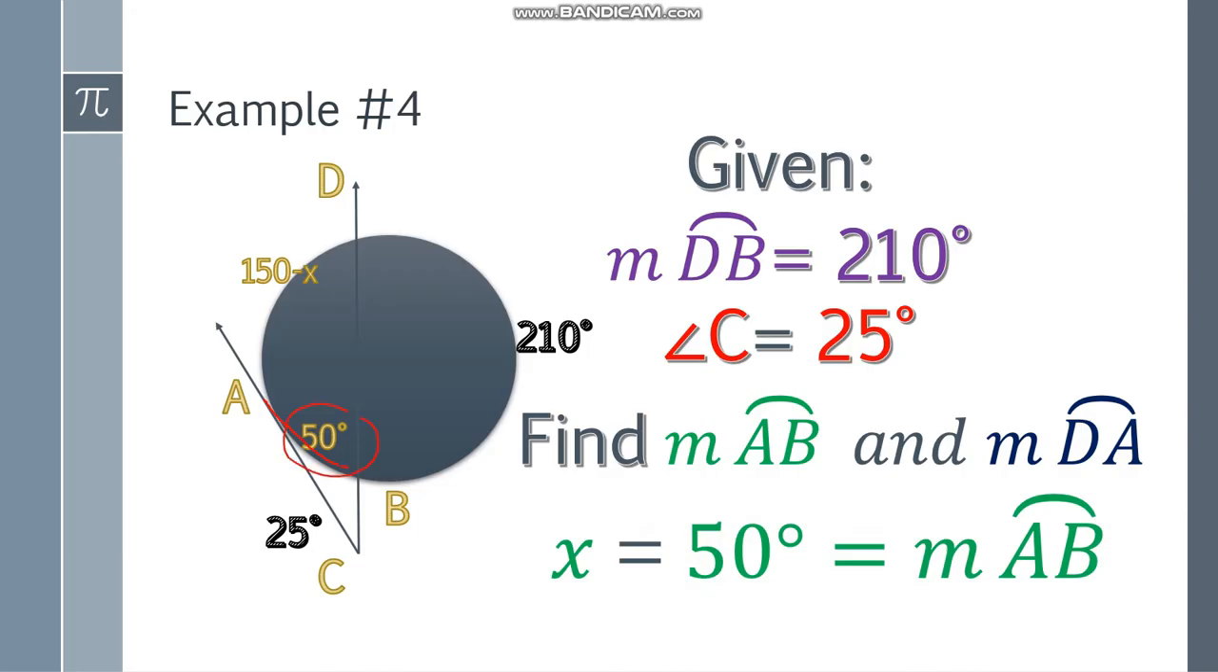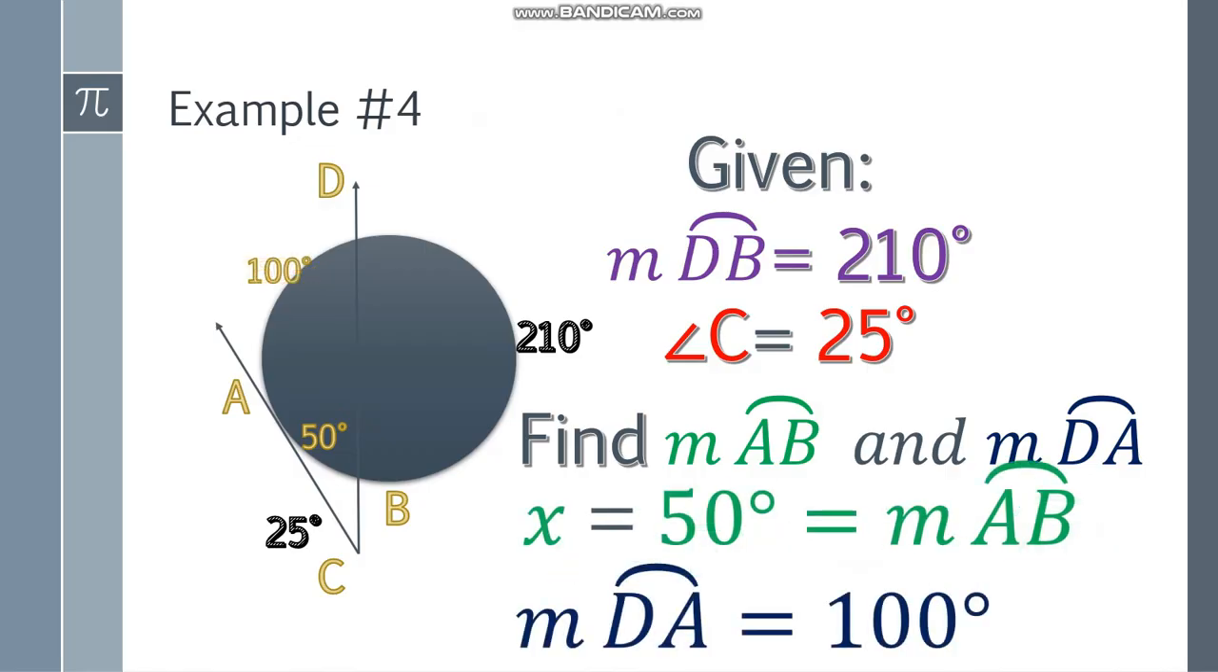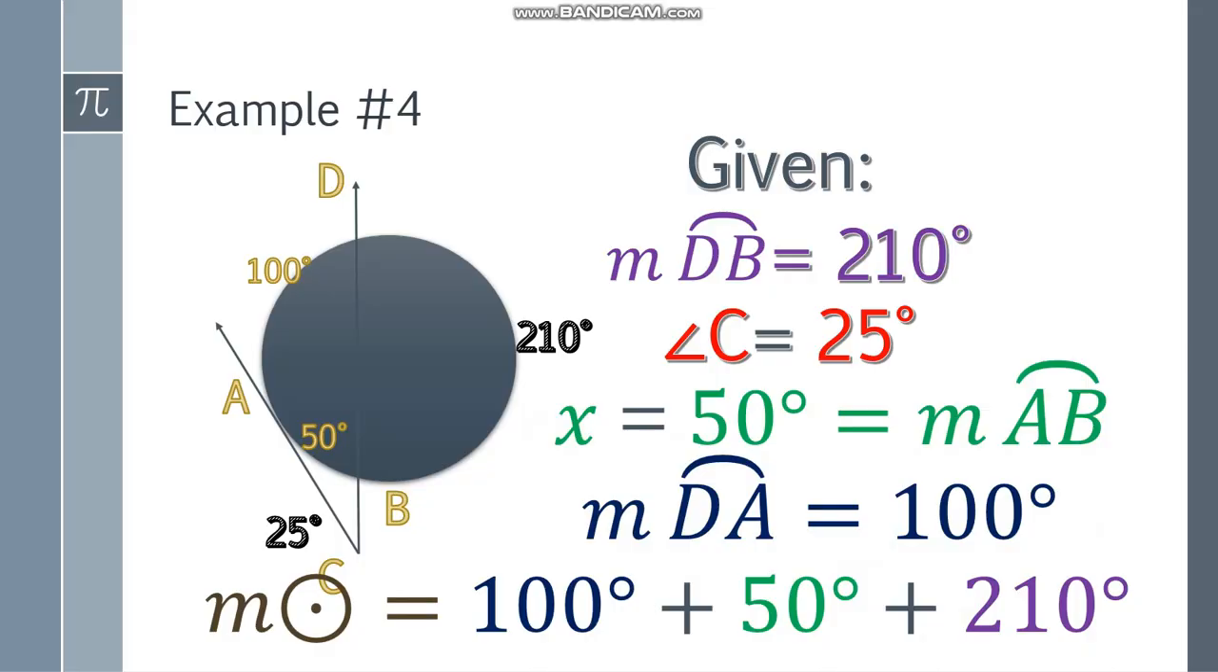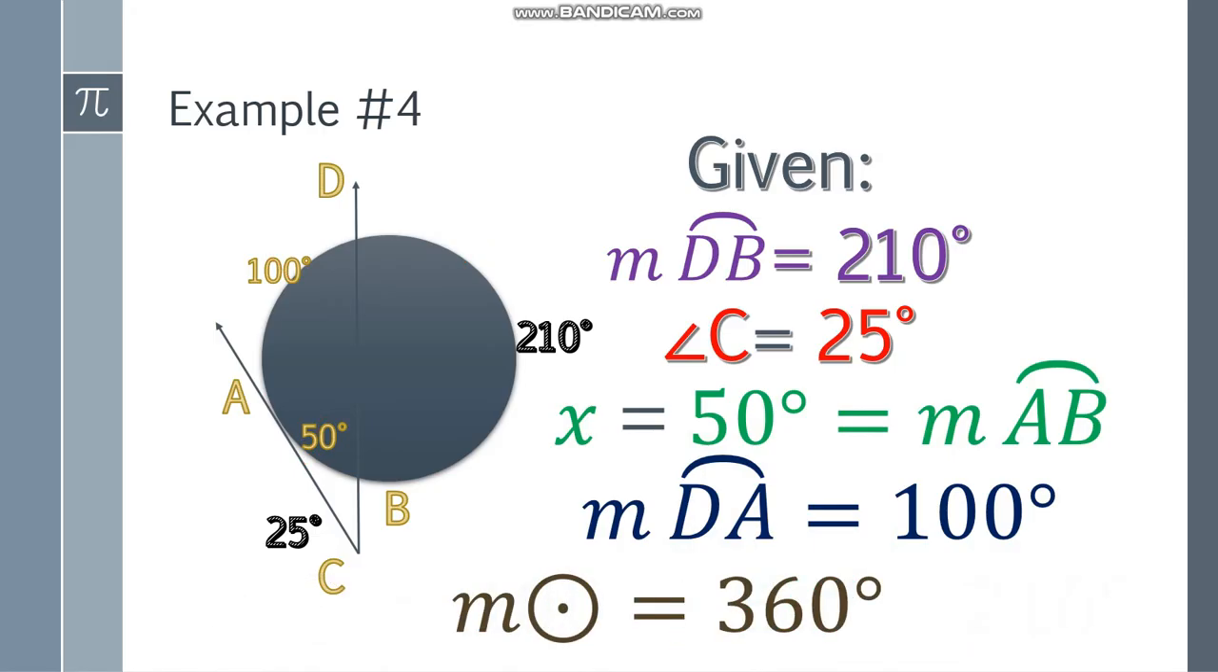Now, how do we find the measure of the other arc? 150 minus 50 is equal to 100. So the arc is 100 degrees. This one. How could we be sure that this is correct? Remember, the whole measure of the circle is 360 degrees. So the total of these three should be 360. 100 plus 50 plus 210 is 360 degrees. So we are correct.